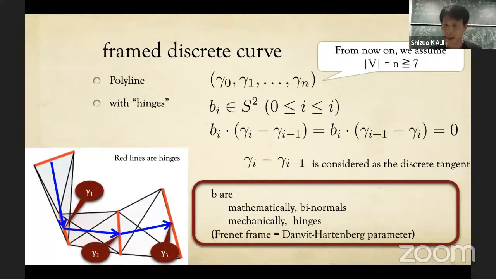And its discrete version is very similar, just you have a discrete curve, which is just a polygon instead of a continuous curve. And at each vertex, you have a normal vector, which is orthogonal to the adjacent tangent directions. So if you look at the center curve of the Kaleidocycle, then this normal direction is given by the hinge direction, because the hinge is always orthogonal to the adjacent central direction.